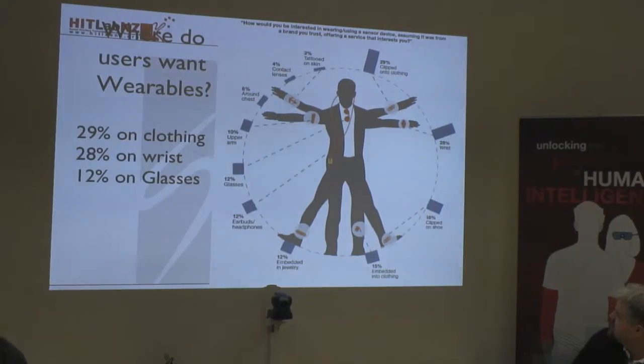And then people asked, where do users want to use wearables? Some percentage of people gave feedback. About 30% of people said they want to put it onto the clothing or on the wrist, and only 12% said glasses, so quite a small percent on the head there.